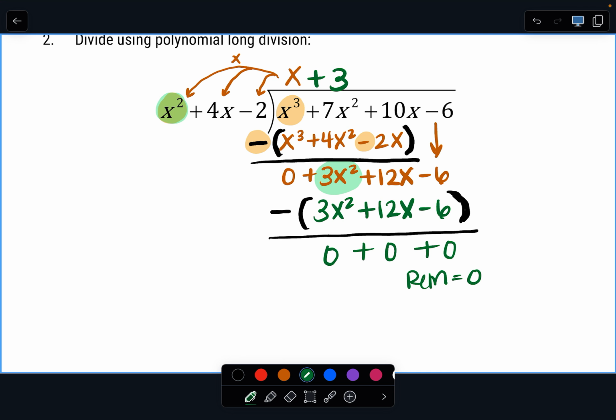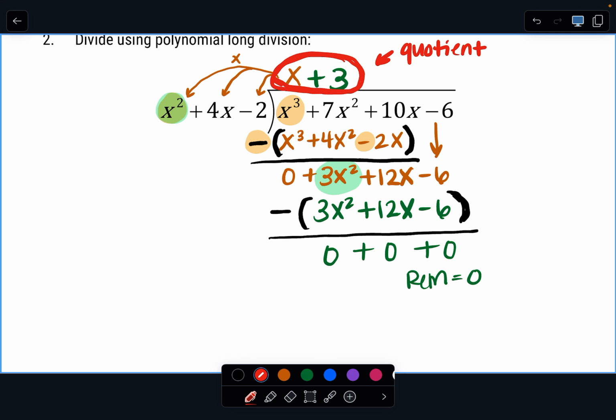This problem is done, it's just going to be whatever we ended up with up here. This is our quotient. That is a factor of the dividend, so the number that's inside, that is a factor. If I take what I just got, x plus 3, and I multiplied it by x squared plus 4x minus 2, I will get the dividend inside the dividing problem. Yes? Confused on how you got the x from the x squared and x cubed.